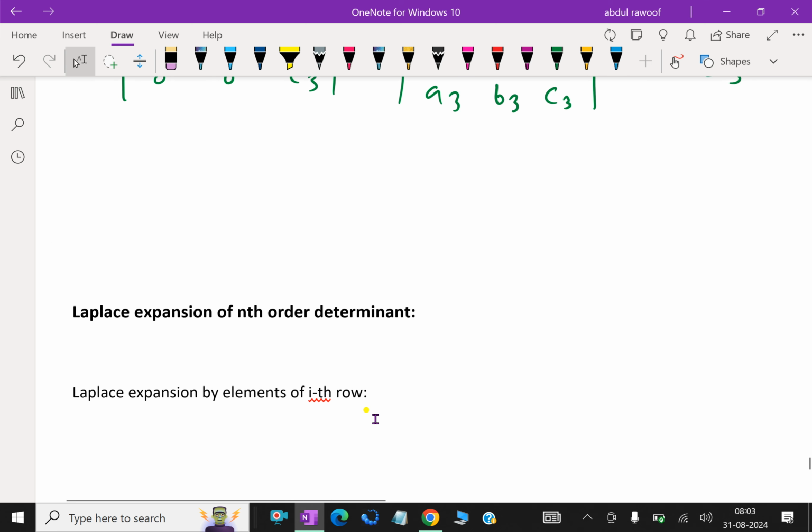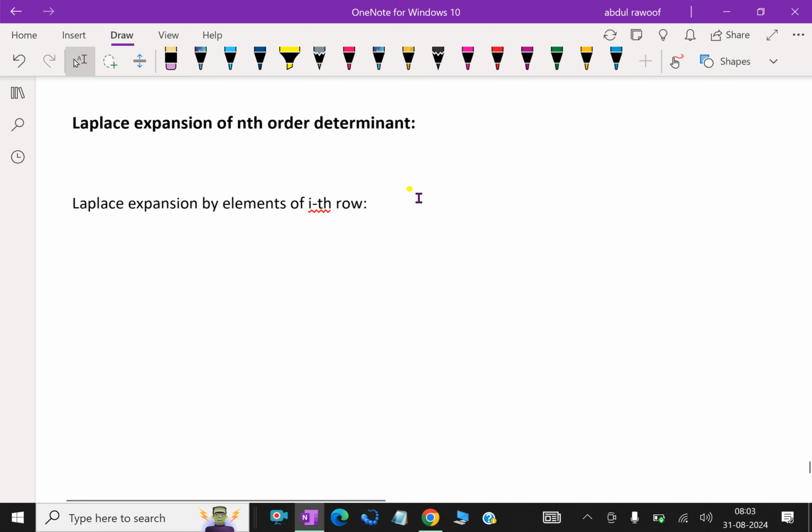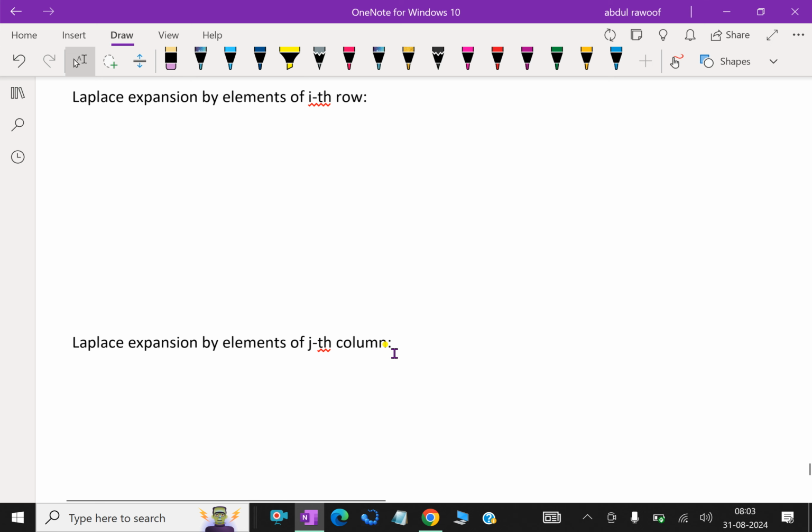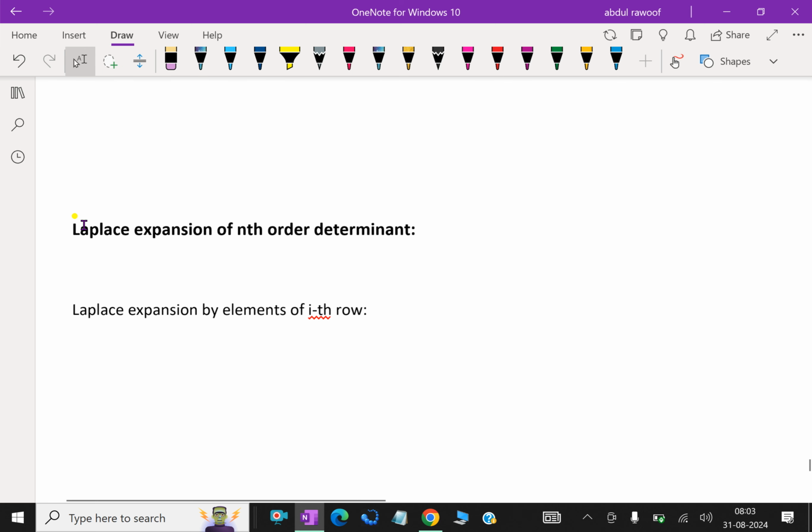So for the Laplace expansion of nth order determinants, the Laplace expansion of nth order determinants is this, not now.